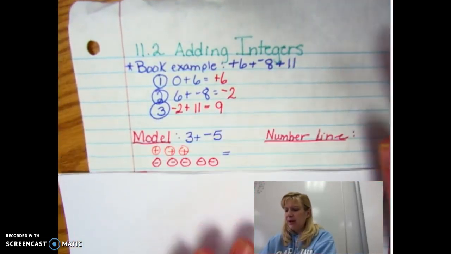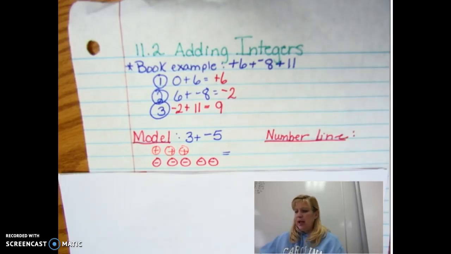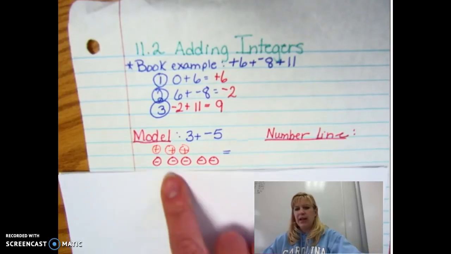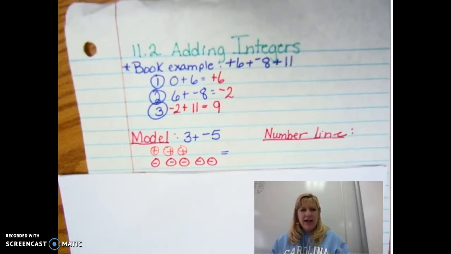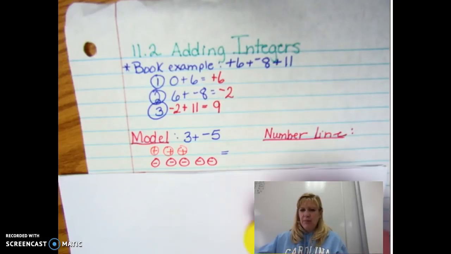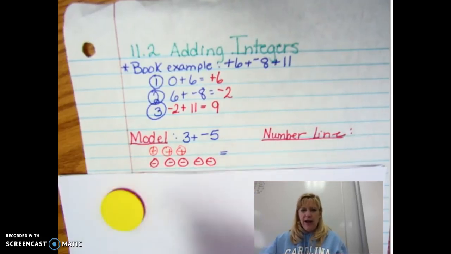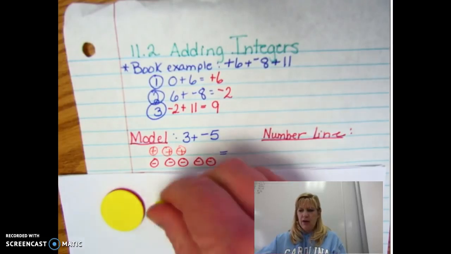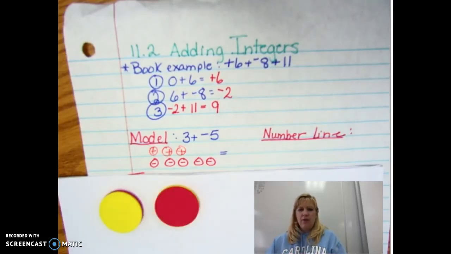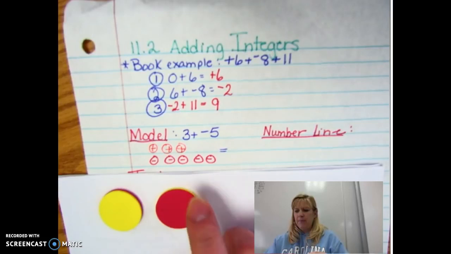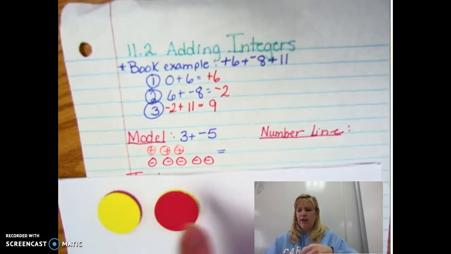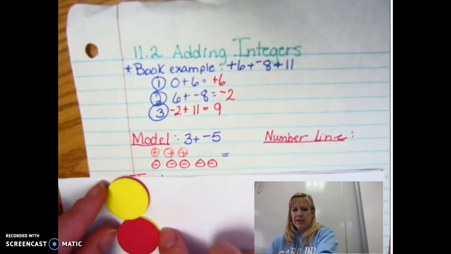So I'm going to talk about a model too, and I have these awesome little chips that a lot of times kids do like, and I've drawn a model too. I didn't have a really good yellow pen that would work, but my chips are either red or yellow. Okay, so we are going to say that the red is negative and the yellow is positive.